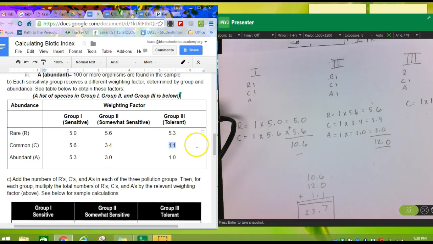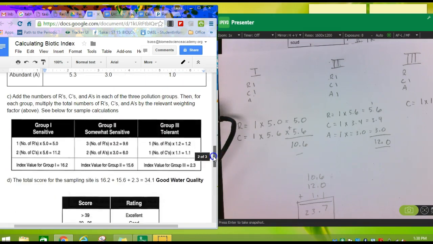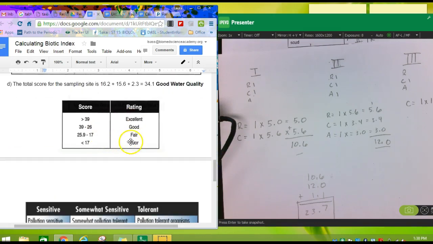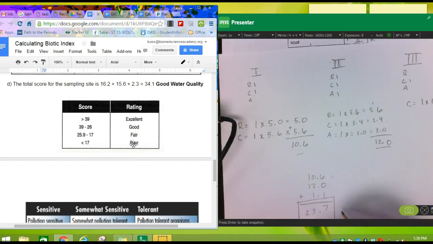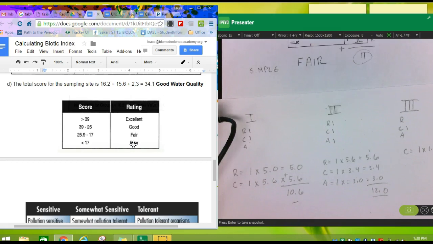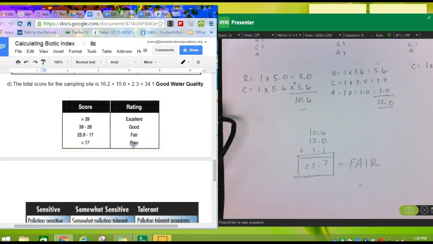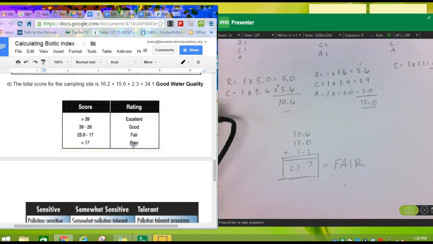What we then do is compare it to a table. That table is also given. So we look at this table here, and we'll find 23.7. In this case, 23.7 falls into this fair category. So we know, based on this other way of calculating, that the water quality is fair. When we looked at the simple method, we also had that fair value. Sometimes they'll match, sometimes they won't, but that is in general how you want to calculate both ways.